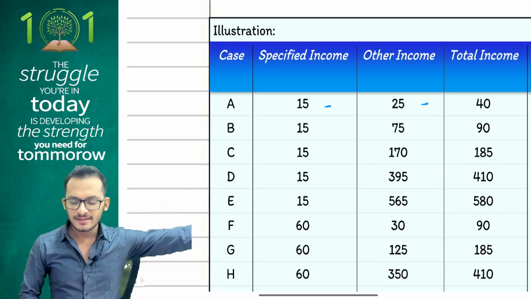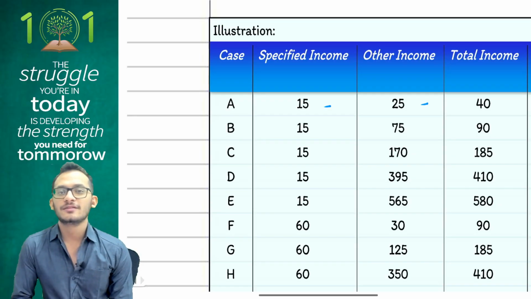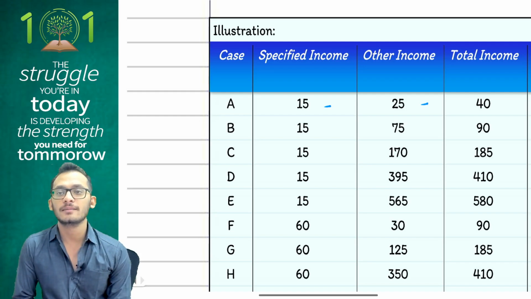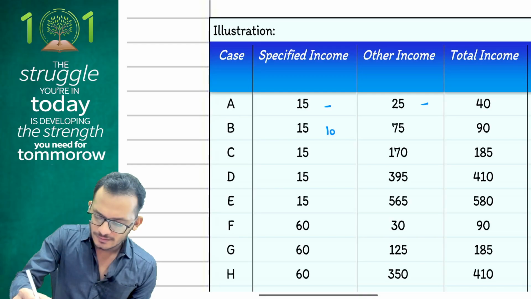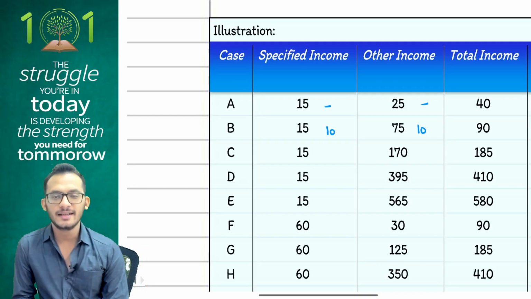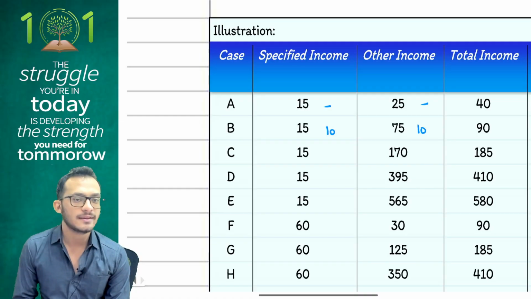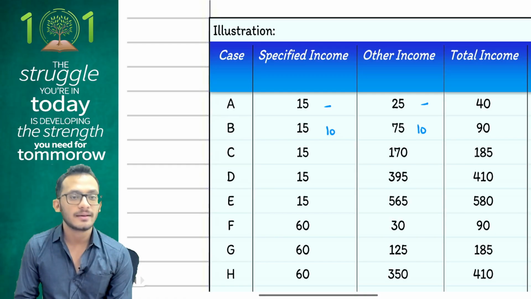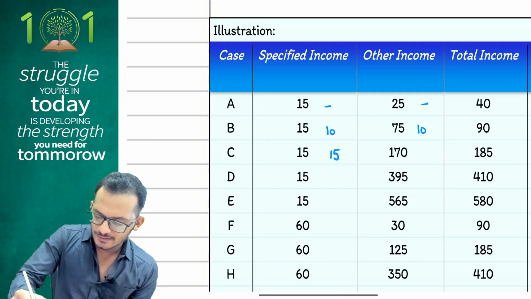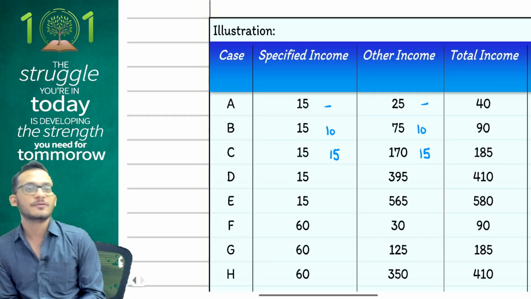Next, case number 2. Specified income is 15, other is 75, total is 90 lakhs. I will check together. If it is together, more than 50 lakhs, less than 1 crore, surcharge becomes 10%. Yes. Next, I am at 15 lakhs, 1 crore 70 lakhs, total is 1 crore 85, still less than 2 crores. I will check together. More than 1 crore, surcharge rate is 15%. Yes.